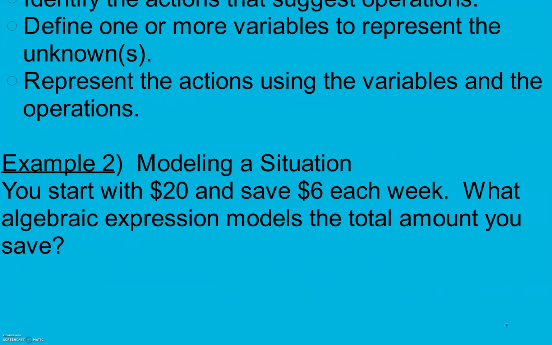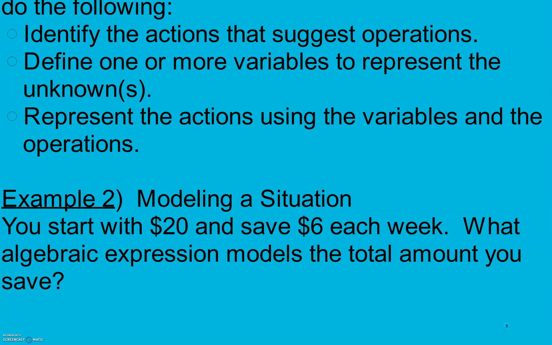So you start with $20 and save $6 each week. What algebraic expression models the total amount you save? Algebraic here tells us we're going to have variables, and we have unknowns here. So identify the actions that suggest operations. Save tells us we're going to add. It's going to increase. And each tells us that we're going to multiply. Okay, we've got to come up with our variables. So we start with $20 and save $6 each week. We want to know how much total money you save. So the thing that's going to change here, guys, is the number of weeks. I'm going to use w for weeks.